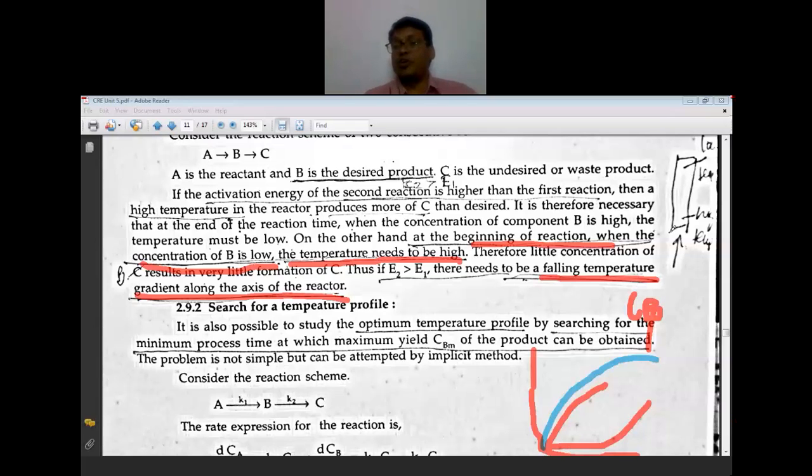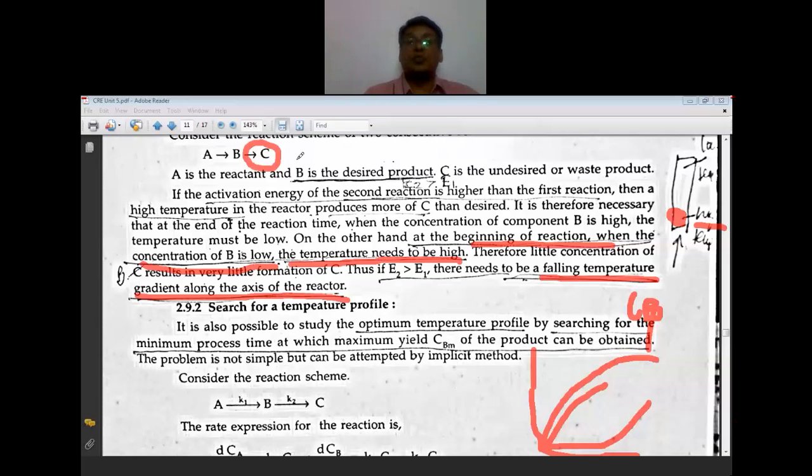You must have studied heat exchangers or plug flow reactors, where your inlet temperature is high. Here initially a higher temperature is available, and the B formation will be maximum in this region. As B moves up, I have to decrease its temperature, so that I restrict or reduce this second reaction.